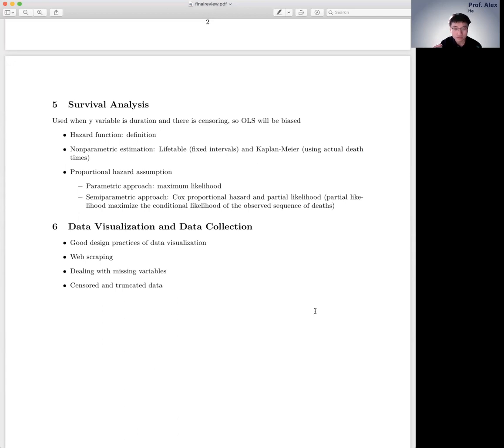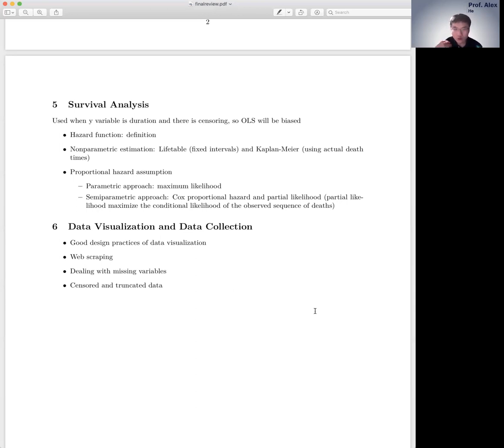And when you have censoring, whatever you do, either take the censored value or just throw out the censored people and run an OLS regression, you would get a biased result. And the type of models you use here is called the survival analysis. Okay, so we first talk about the hazard function. That's a way to describe the distribution of the duration. It maps one-to-one to the CDF and PDF of the distribution of the duration t.